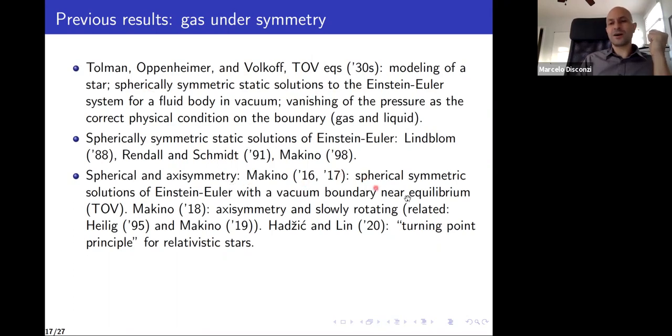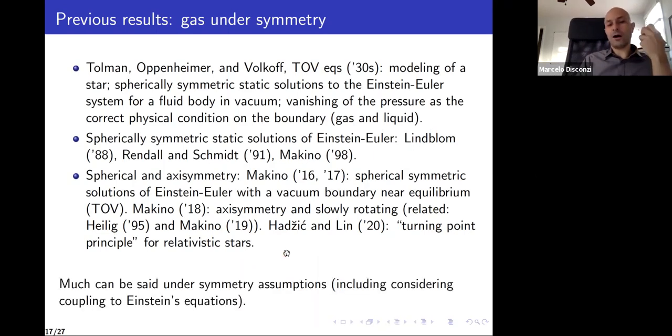Makino has some further results where he has solutions near equilibrium in spherical symmetry. Equilibrium means solutions to the TOV equations. And he also extended that to axisymmetry for slowly rotating stars. There are further results by Hailing, Makino, and quite recently, Hadzic and Lin, who proved what's called the turning point principle for relativistic stars. So the message is that quite a few things can be said if you work under symmetry assumptions, and in this case, you are including even cases where you couple to Einstein's equations.